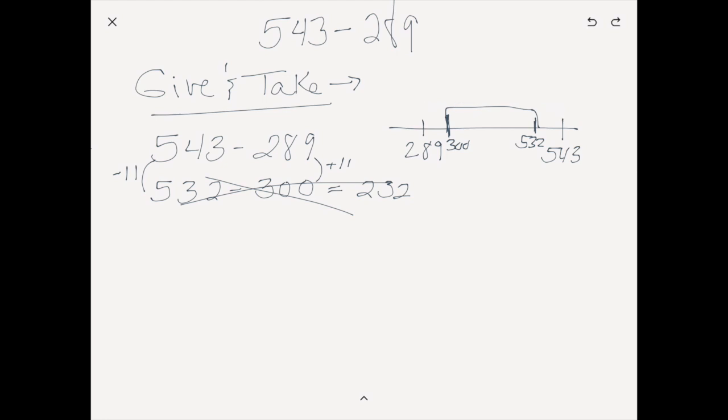So instead, what we have to think about is, if I changed this 289 to 300, what can I change the 543 to so that I keep the distance the same?